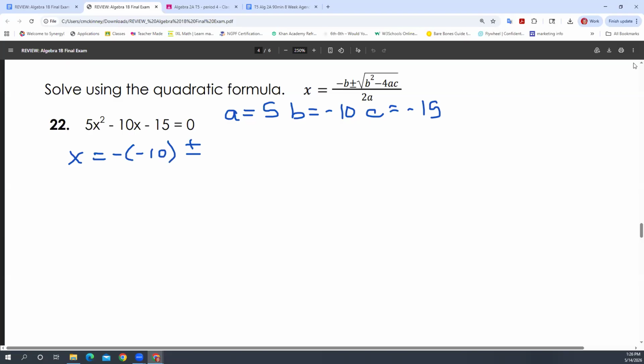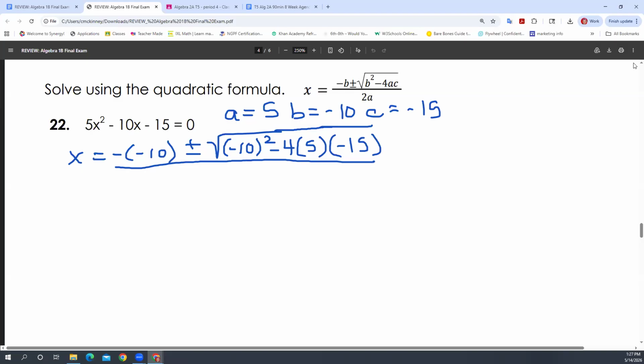Plus or minus, and then we square B, so -10 squared. If you're going to use a calculator, please put it in parentheses or you're going to get the wrong sign. -4 times A, which is 5, times C, which is -15. And then all of that divided by 2 times A. So right now, I have just plugged A, B, and C into the formula. And I'm going to start simplifying some things.